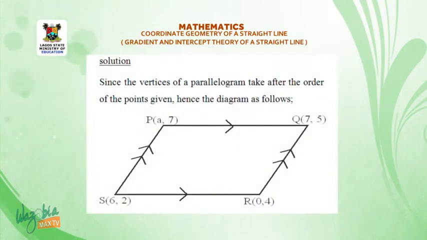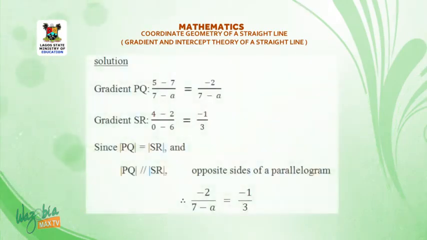Solution. Since the vertices of a parallelogram take after the order of the points given, the diagram is as follows. Gradient of PQ will be 5 minus 7 all over 7 minus a, which is equal to minus 2 all over 7 minus a. Gradient of SR is 4 minus 2 all over 0 minus 6, which is equal to minus 1 over 3.